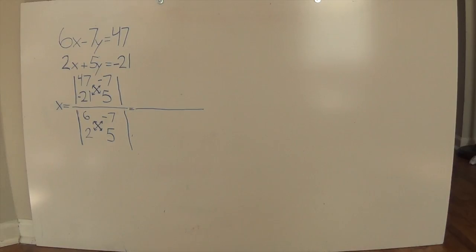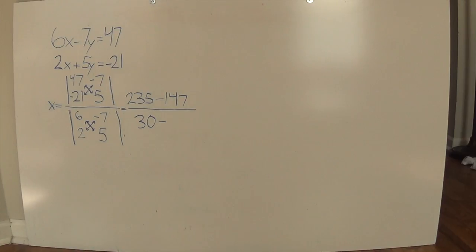So 47 times 5 equals 235, and you're always going to subtract the numbers that you cross multiply. So it would be 235 minus 147, which is negative 21 times negative 7. Then for the denominator, 6 times 5 equals 30, and negative 7 times 2 is negative 14. So you would have 30 minus negative 14. 235 minus 147 is 88. 30 minus negative 14 is actually 30 plus 14, so it would be 44. 88 divided by 44 is 2, and you have just found your x value.